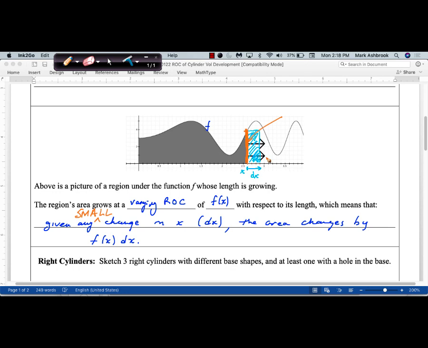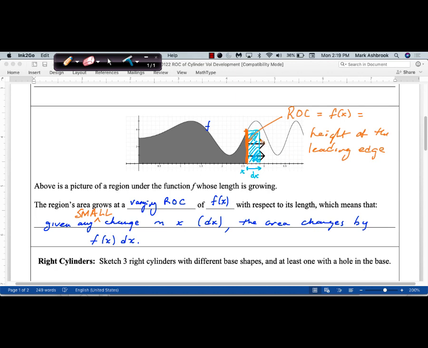Is it the height? Yeah, it is. It is f of x, right? That height right there, that orange height that I drew, which is the leading edge of our region, is the rate of change. That's f of x. By leading edge, I mean where the area is actually growing. So the height of that leading face is the rate of change.